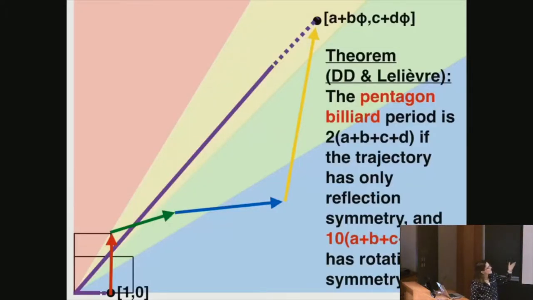So this is actually the whole theorem, maybe. If we want to know about the pentagon billiard period, it's 2 times A plus B plus C plus D, that's the double pentagon period, if the trajectory has only the reflection symmetry, and if it has the whole rotation symmetry as well, you have to multiply by 5. Okay, so there's the whole question. There's the whole answer, now that you have all the information.